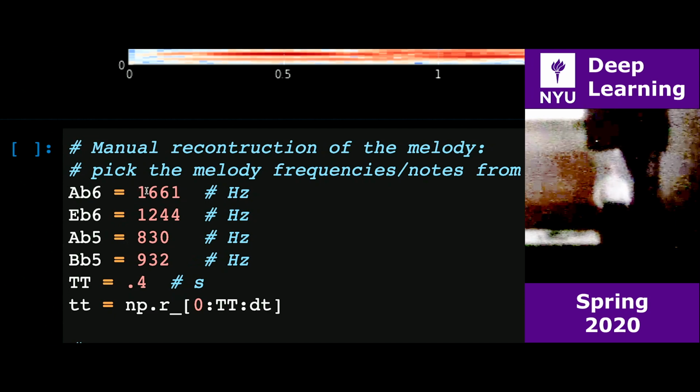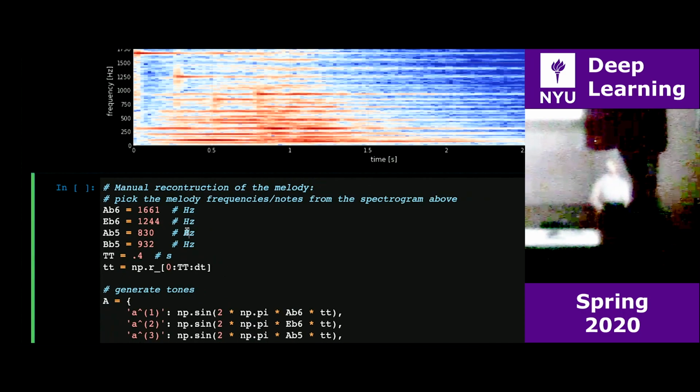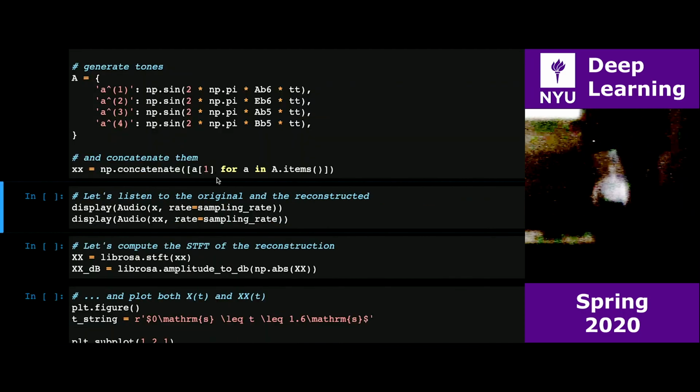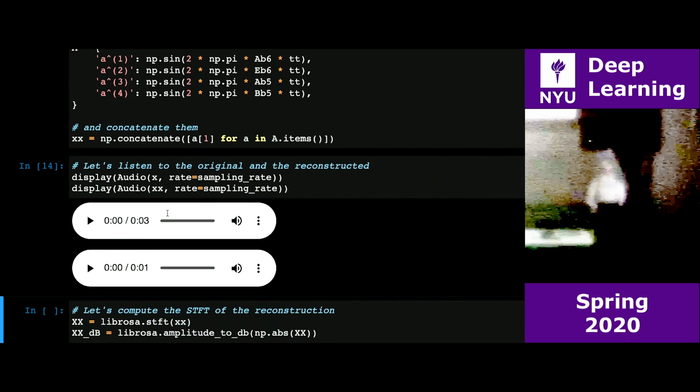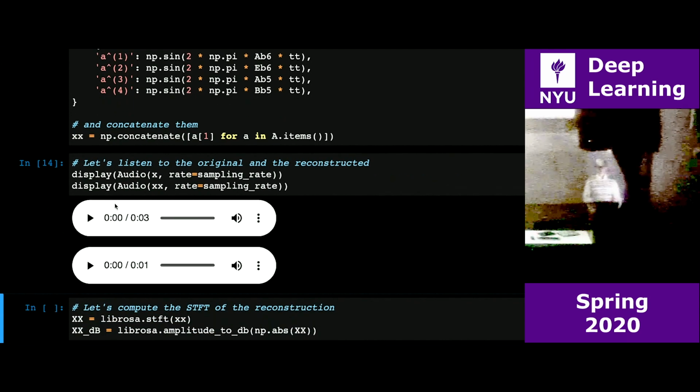So if this is ta, ta, this is going to be pam, okay? And this is a fifth, which also has a nice interval. So let me generate these signals here. And then I'm going to deconcatenate them all. So I'm going to be playing both of these. The first one is actually the original audio.